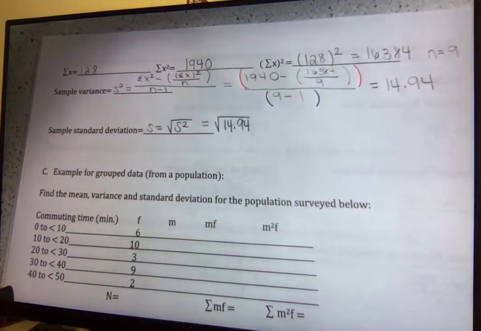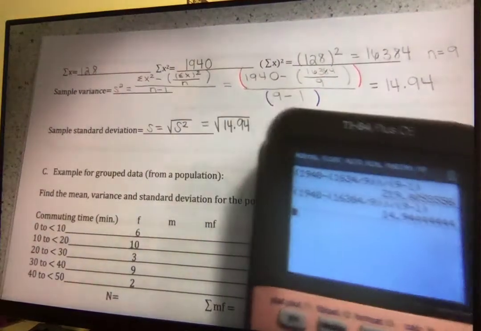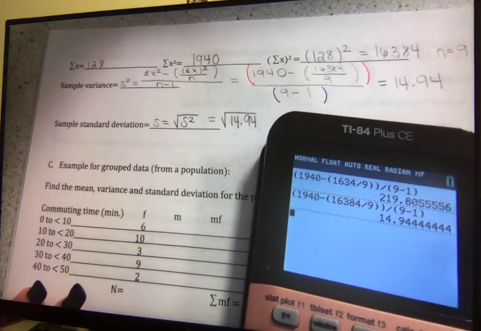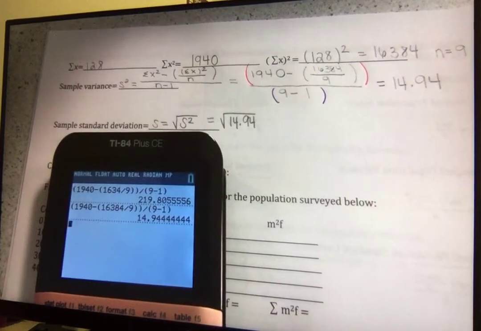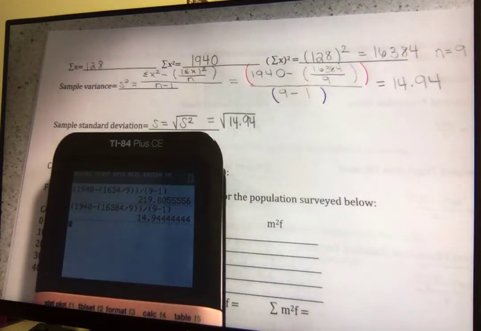14.94. So remember, in statistics you have to be really exact. So a lot of times, instead of rounding, I have this 14.94444 going on forever, which is more exact, already in my calculator. So now I want to find the square root of that number.